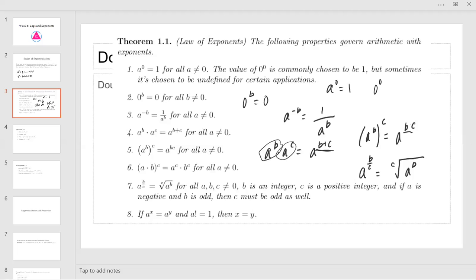So our denominator would go here, and our numerator would go there. And this is for c not equal to 0.